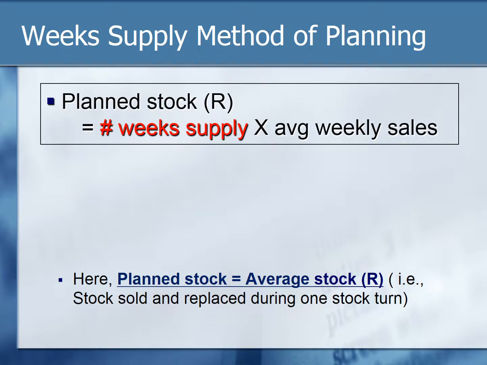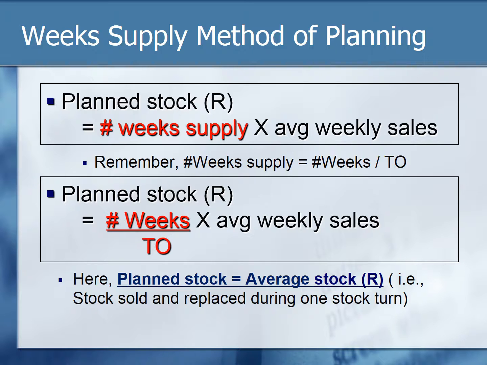Given this assumption and plan, our planned stock level is going to be that number of weeks supply that we just calculated based on the formula that we saw in the previous slide, times the average weekly sales. So we know how many weeks it takes for one stock turn to occur, and if we know how much we sell every week on average, then we multiply these two numbers together to know what should be our average inventory throughout the period, right? So that the planned stock is eventually the same as the average inventory or average stock at retail.